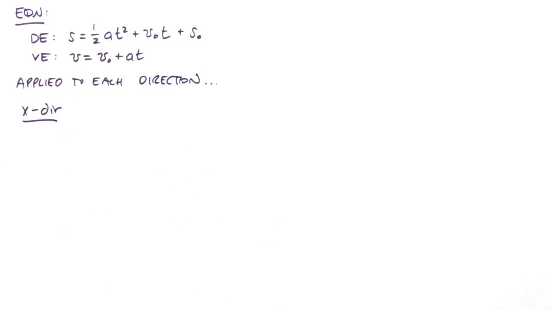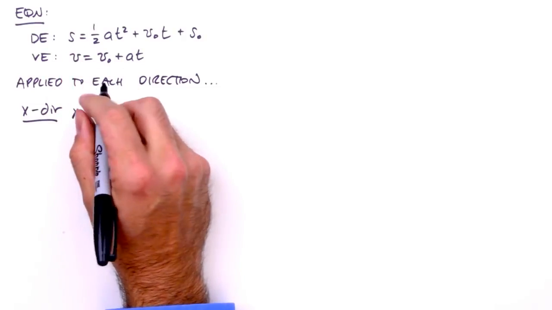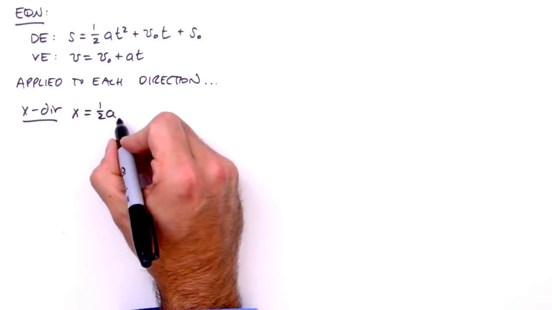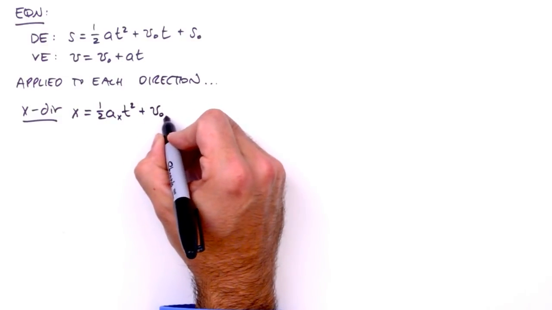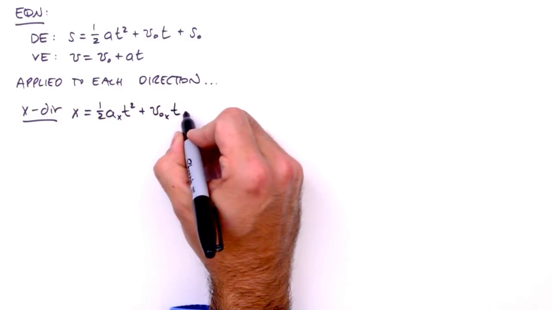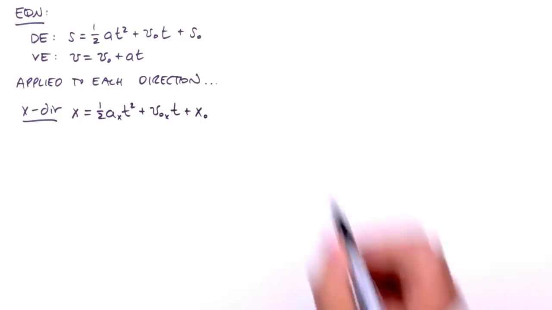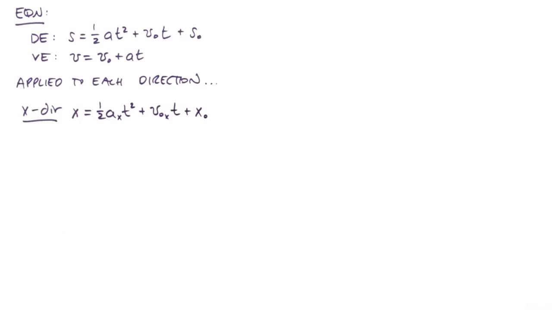So in the x direction, starting with the displacement equation, instead of s, we have x equals 1/2 a sub x, that's the acceleration in the x direction, times t squared, plus v sub o sub x, the x component of the initial velocity, times t plus x sub o, the initial horizontal position. Before moving on, we're going to simplify this equation.